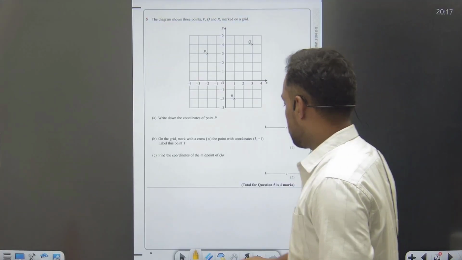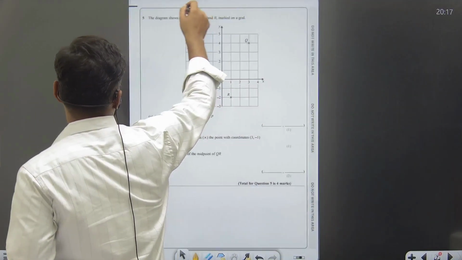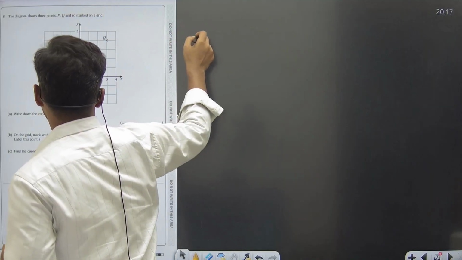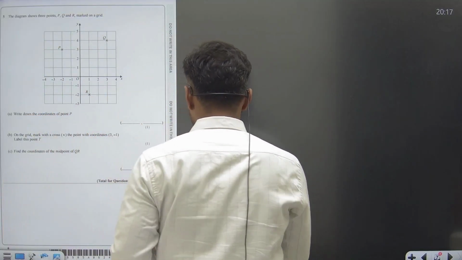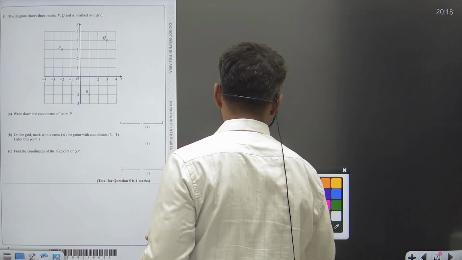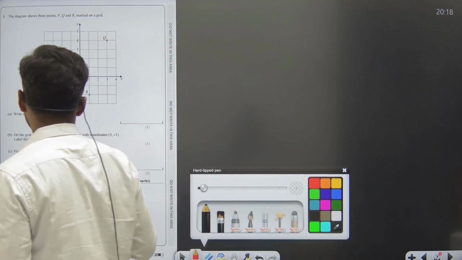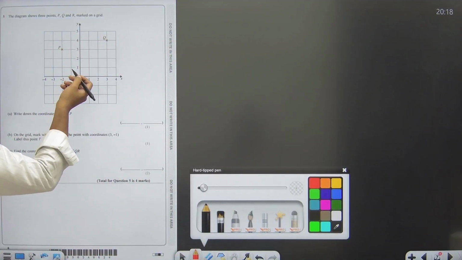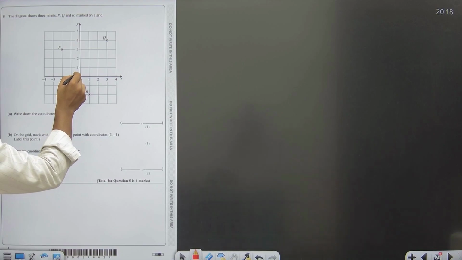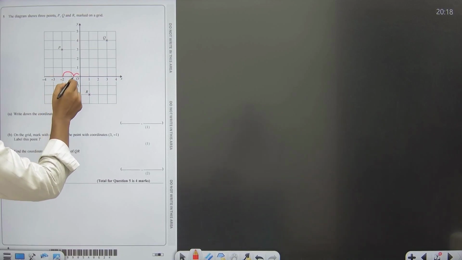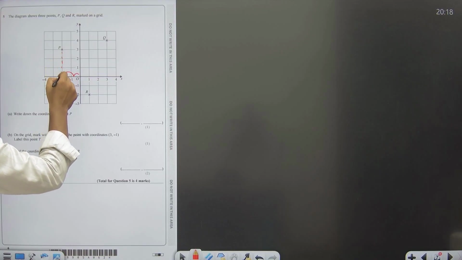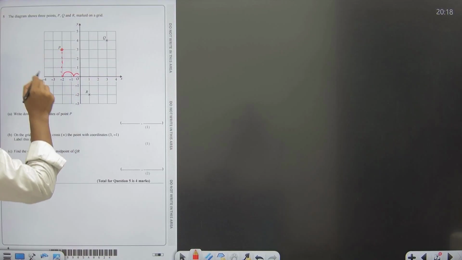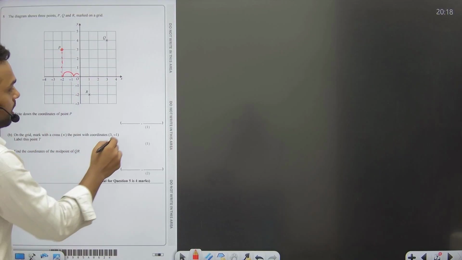Now move to the next question. The diagram shows 3 points P, Q, R marked on a grid. Write down the coordinates of point P. See here, for P, first we need to find the x coordinate. So the x coordinate of P will be negative 2.